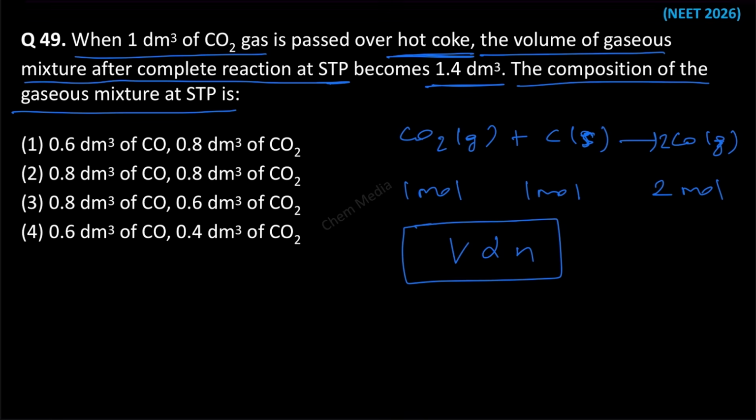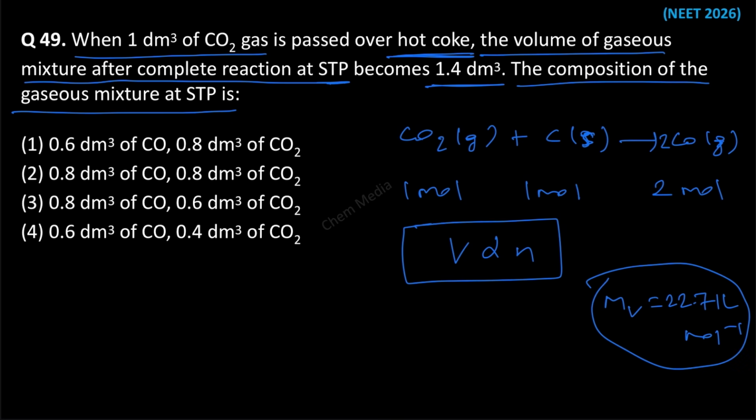That is Avogadro's law, because you have to think in terms of molar volume. At STP, for any gaseous substance, the molar volume will be 22.71 liter per mole, isn't it? For any gaseous substance at STP. So, what is the initial volume of CO2 here? Initial volume of CO2 here is 1 decimeter cube, that is 1 liter.